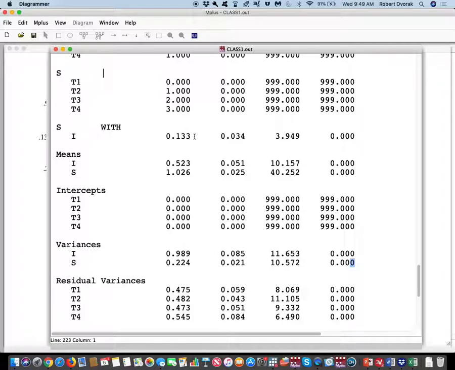It's almost never spoken about. People don't talk about it. In a paper you might say the correlation between the slope and the intercept was 0.133, which means that individuals who started higher had a steeper slope or something along those lines, right? It's important to know. It might be especially important if you're doing some sort of an intervention where change might be dictated by where you initially start, right?